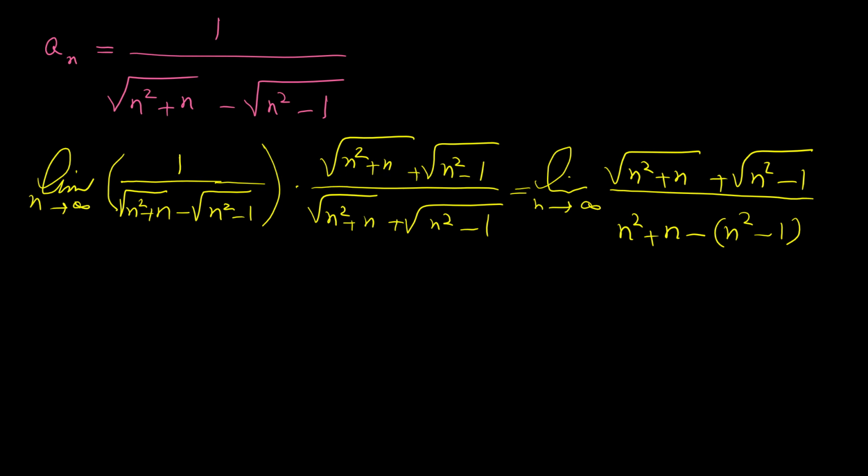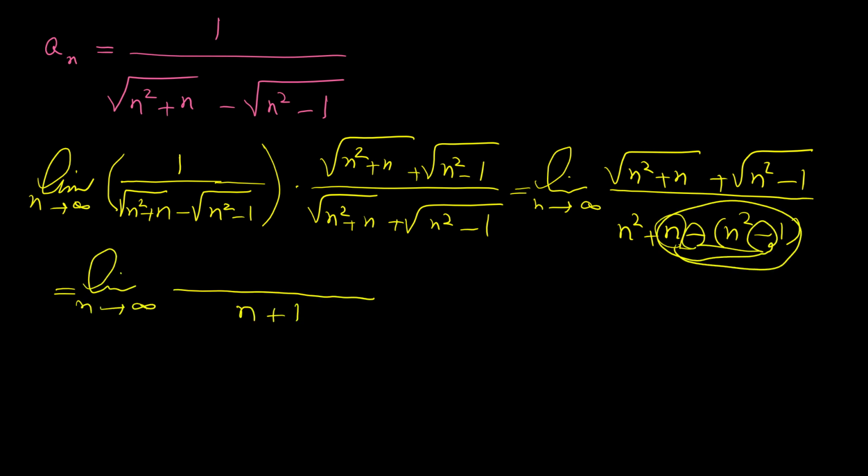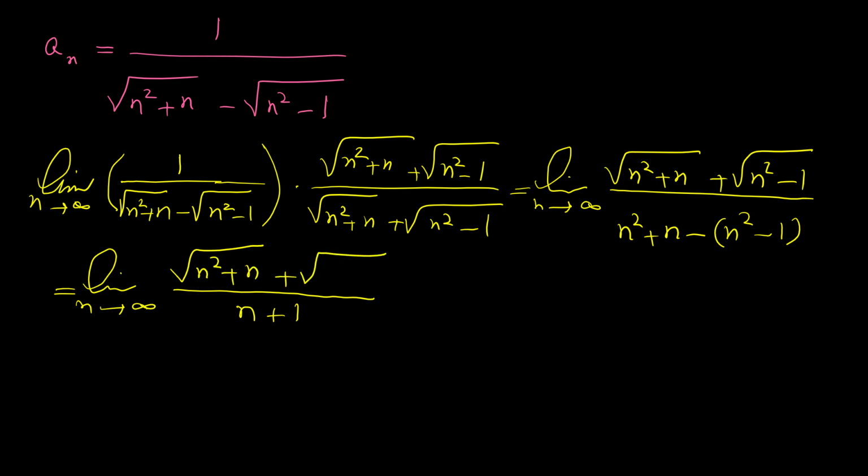If you look at the denominator, we have n plus 1. N minus minus 1 is n plus 1. And n to the 2 minus n to the 2, they cancel each other. In the numerator we have radical n to the 2 plus n plus radical n to the 2 minus 1. Now, we have a fraction.